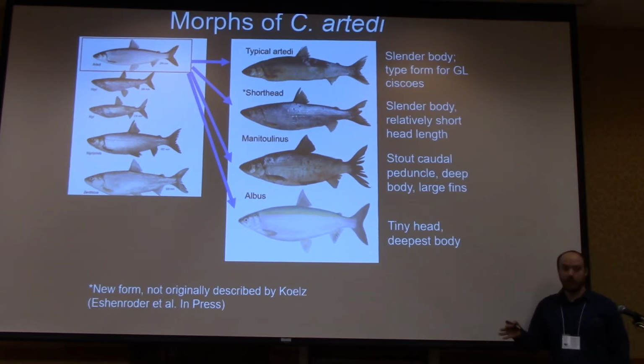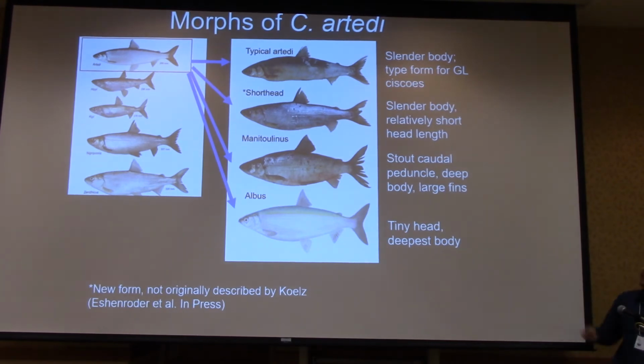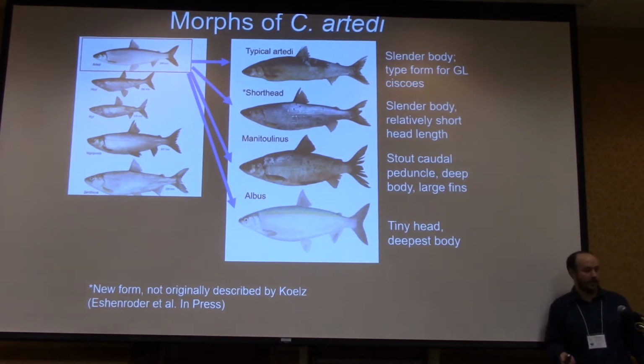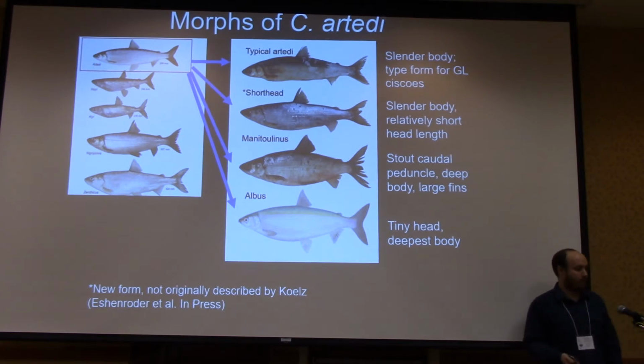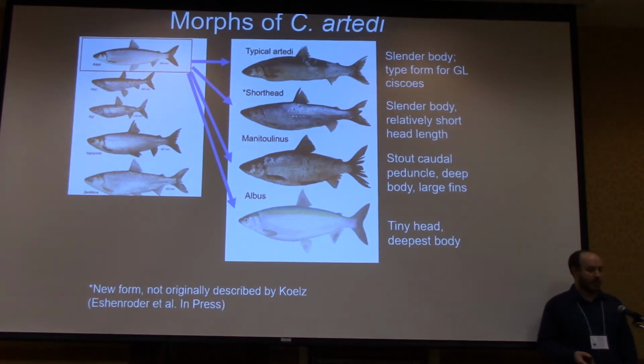There are sort of four main forms that we can accept. There's the typical artedi form shown at the top, which is characterized by having a slender body. And then the short head, which is the new one that Randy has a paper coming out describing, where it basically has a shorter head, also a slightly deeper body.